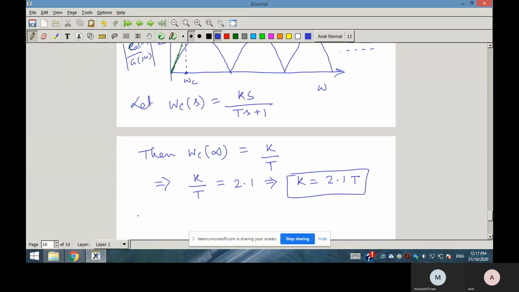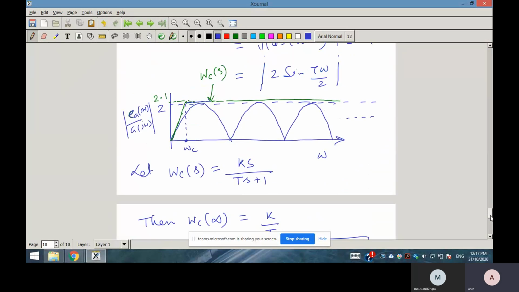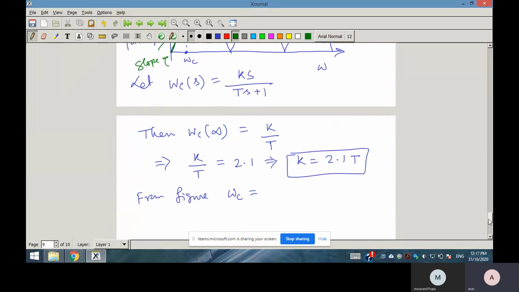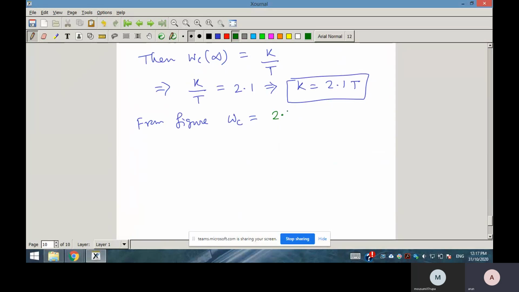So from the figure, what is omega c? Here the slope is tau. So omega c will be 2.1 by tau, because 2.1 divided by omega c equals tau. So omega c will be 2.1 divided by tau.